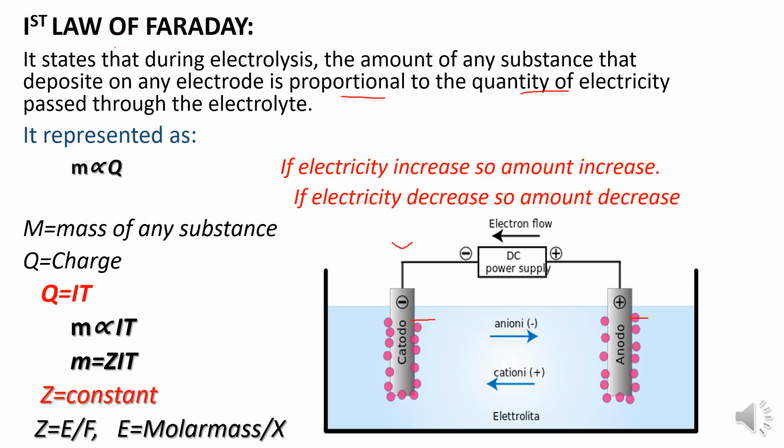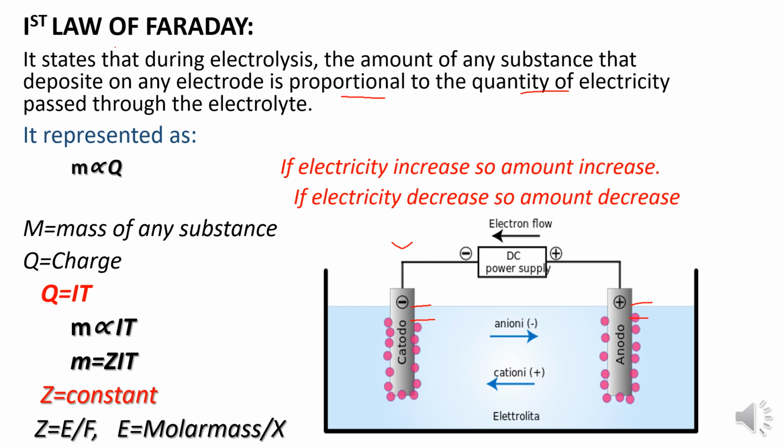Anode has positive charge and cathode has negative charge. It is represented as M directly proportional to Q.